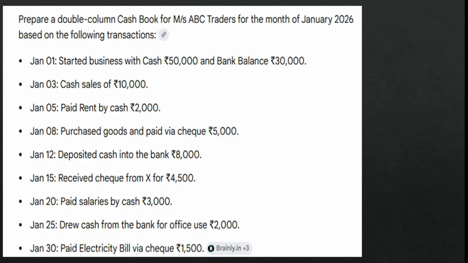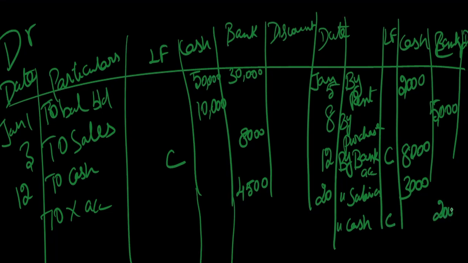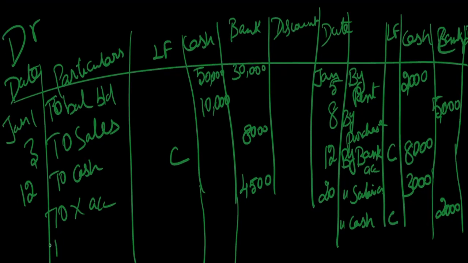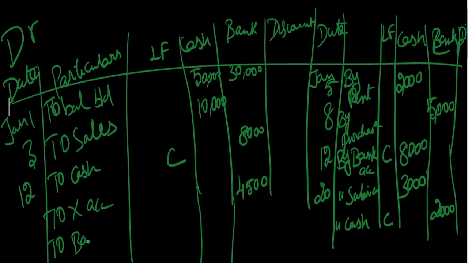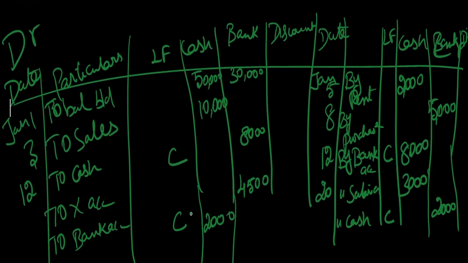And the next transaction is January 25, drew cash from bank for office use. So the entry for this transaction is cash account debit to bank account. It is also a contra entry. So cash account, contra entry, 2,000 entered in the bank column, and in the debit side bank account it is entered in the cash column. Don't forget to put contra entry.